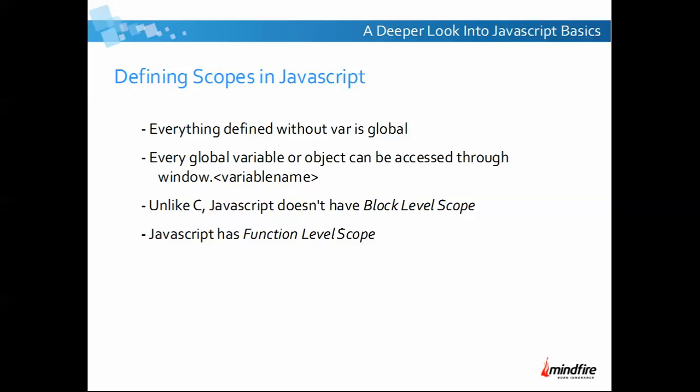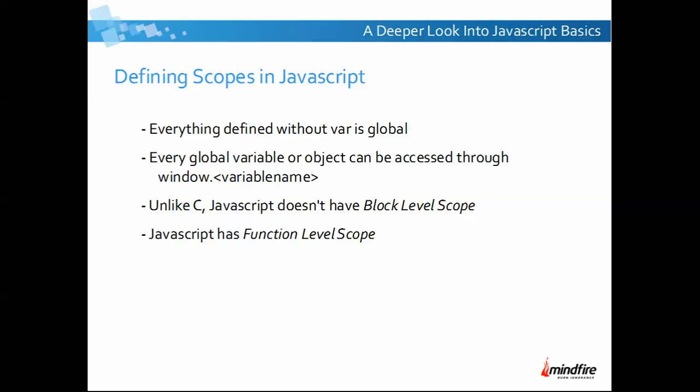So in JavaScript, everything that is defined without a var is a global. As we all know, whenever we define a variable, we use the var keyword. If we leave the var keyword out, that will not affect our program, but it will make it a global. And every global variable or object can be accessed through window.variablename. The first thing is that we have to include var whenever we are declaring any variable. And if it is global, we can access it through the window object.